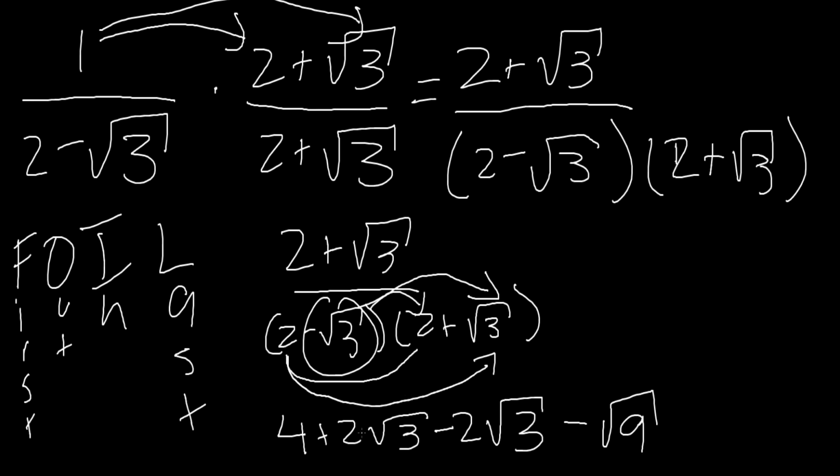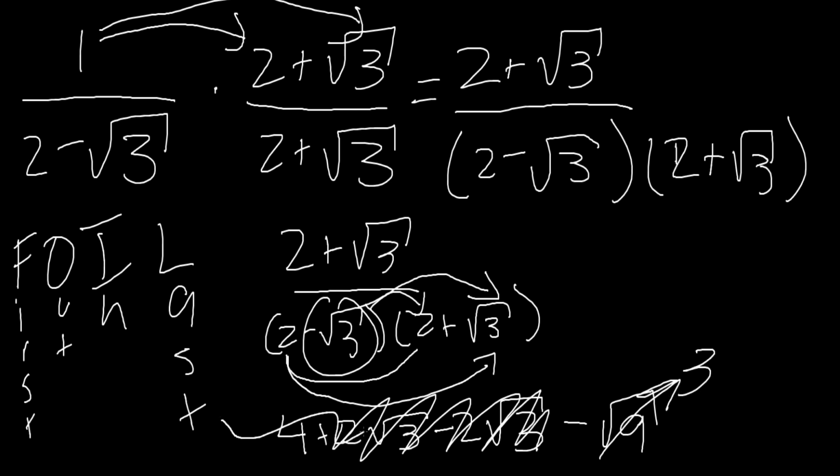So now let's simplify this. We have 2 root 3 minus 2 root 3, so that goes away. Now we know the square root of 9 is just 3. So on the bottom we have 4 minus 3, which is equal to 1. So the top is still 2 plus root 3.